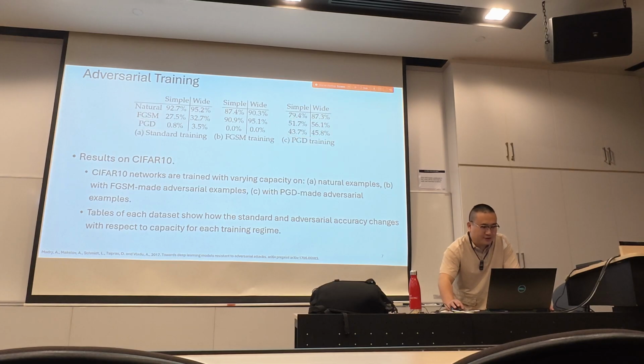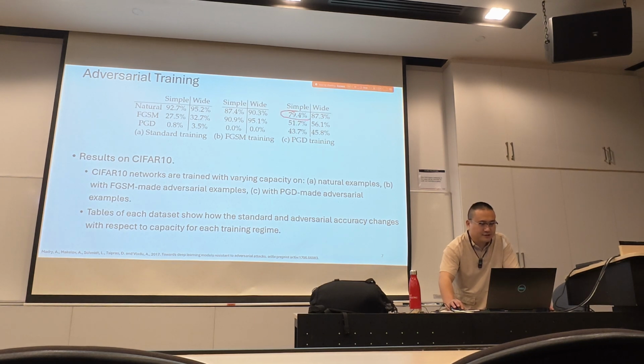And interestingly, you can also see that when we apply adversarial training, we also decrease the accuracy on clean input. This is a side effect of adversarial training. Although we achieve robustness, we also decrease the accuracy on clean input.